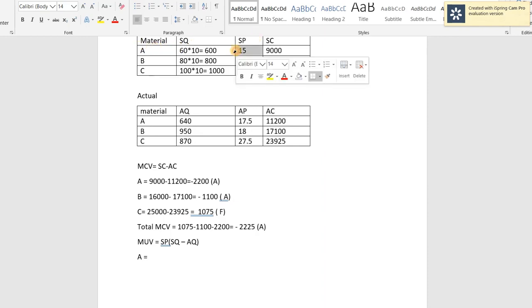Standard price of material A is 15 into standard quantity, that is 600, minus the actual quantity, 640. Close the bracket. Next, 15 into 600 minus 640, that is minus 40, is equal to 15 into minus 40. It will come to minus 600. This is adverse variance.